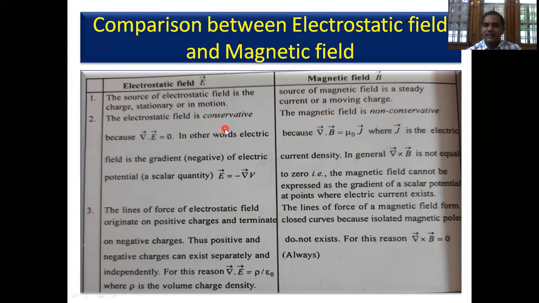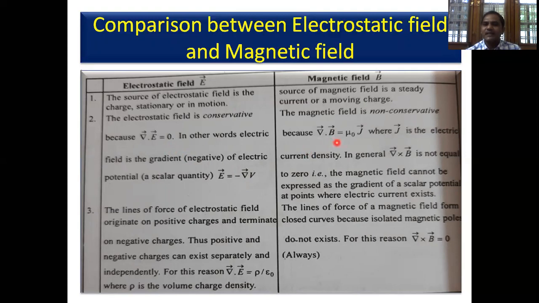Electrostatic field is a conservative field. Therefore, del bar dot E bar equals 0. When the divergence of a vector equals 0, that vector is said to be a solenoidal vector. Here del bar dot E bar equals 0. Then E bar can be expressed as the negative gradient of a scalar potential, that is electric potential. E bar equals minus grad V, or minus del bar V.